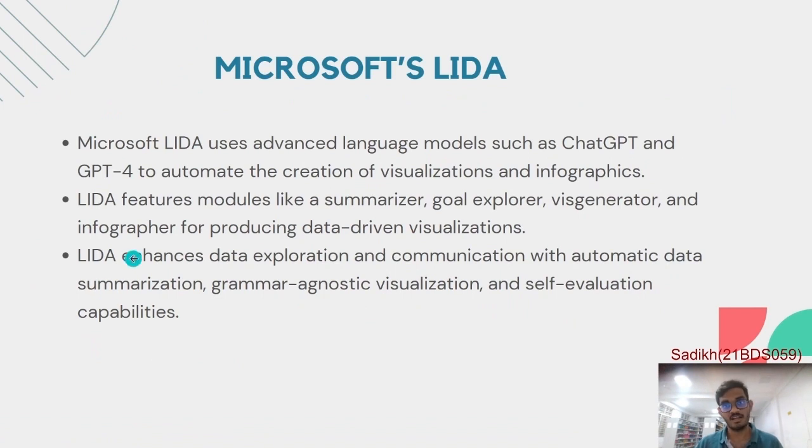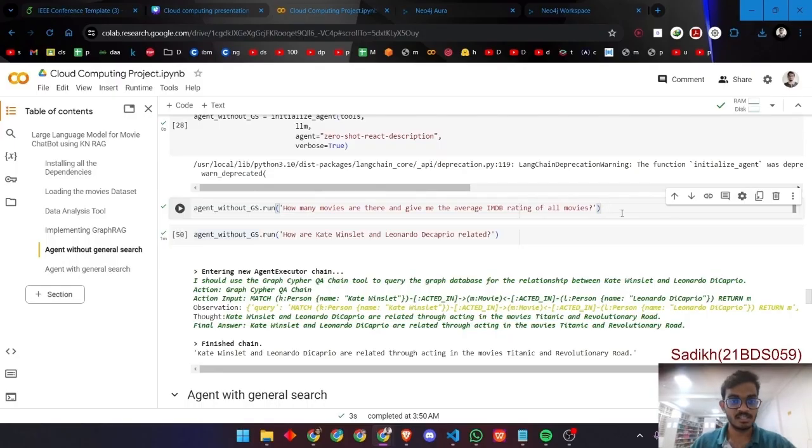Now let's see another feature of our project, which is the visualization. We have used Microsoft LIDA for it, which uses ChatGPT and GPT-4 for visualization and infographics. It has features such as Summarizer, Goal Explorer, VisGenerator, and Infographer. We have used Infographer for visualizations. So let's see the demo for these tools.